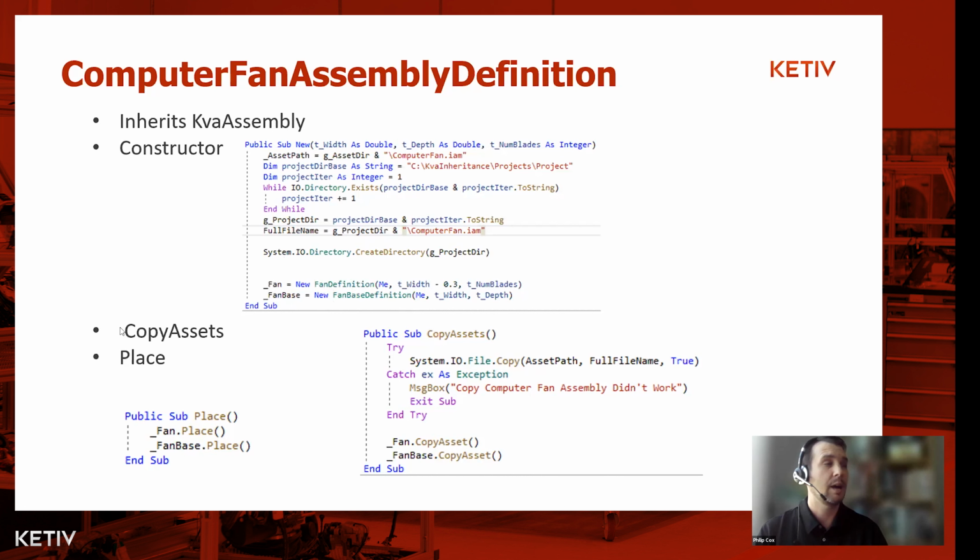It also has its copy assets. It's just going to copy its own asset and then tell the fan and fan base to copy their assets. That's all it's going to do. And then it will place, and all that does is tell the fan and fan base to place. Because this is our top assembly, we don't need to place it in anything. We're just going to open it. So really quick, I'll pull that up here.